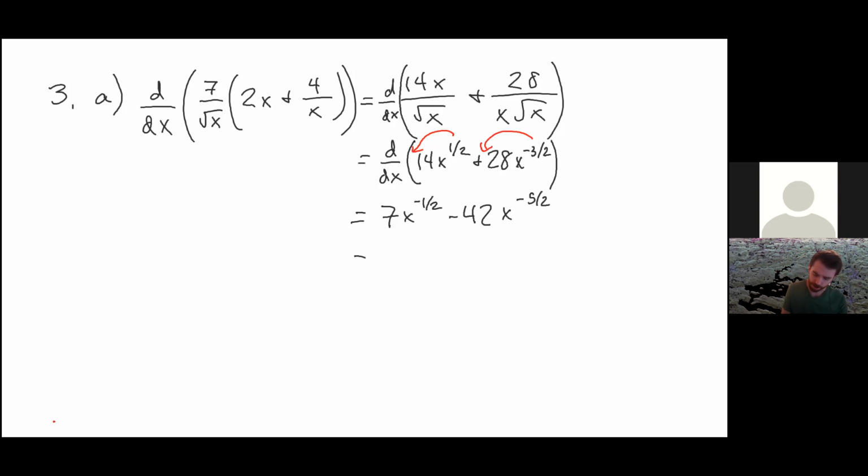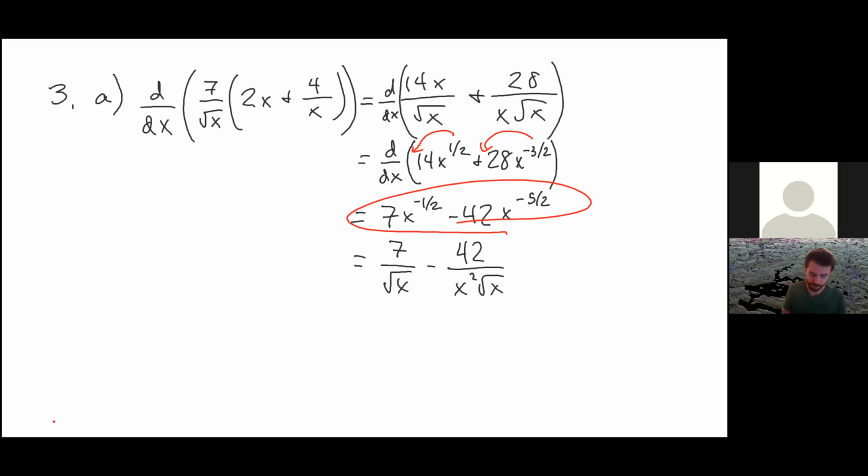I'm not sure if Daryl wants you to write it back in a form that was similar to the original, but if we wanted to, we could write it like this. I mean, that's x squared square root of x. Anyway, I think that form's probably fine. Cool.